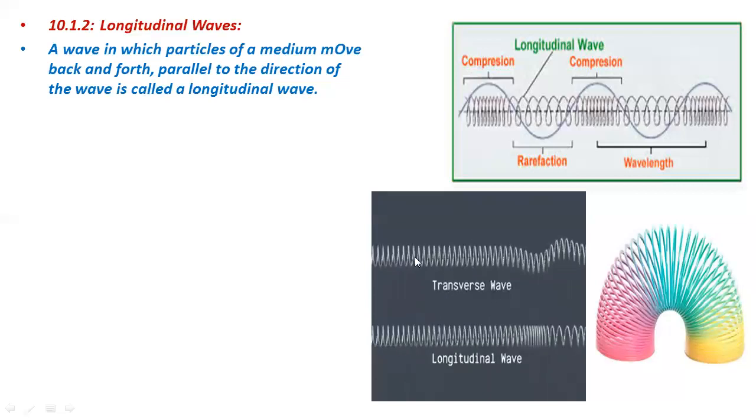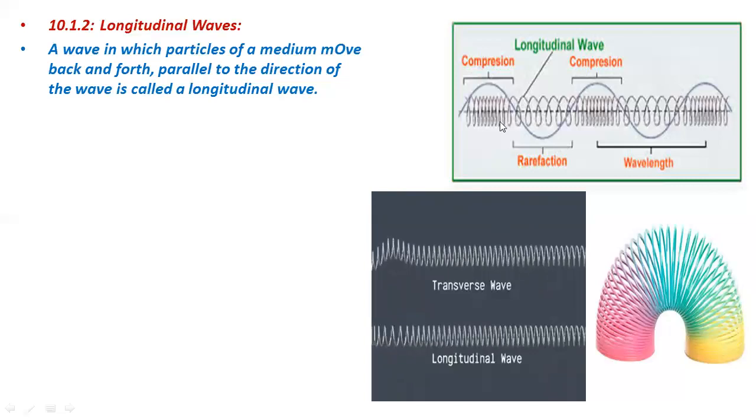You can see here, in a transverse wave, this is the perpendicular motion of the medium to the direction of the wave, and in this case, there is parallel movement of the particles of the medium in the direction of the wave. One more thing: as I told you, the highest point in a transverse wave is called the crest and the lowest point is called the trough. But in a longitudinal wave, there is no crest and trough. We call it compression and rarefaction.